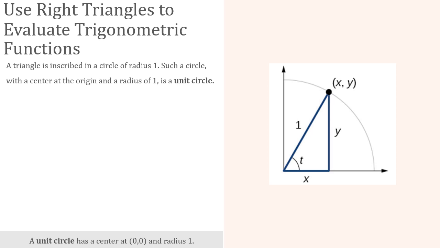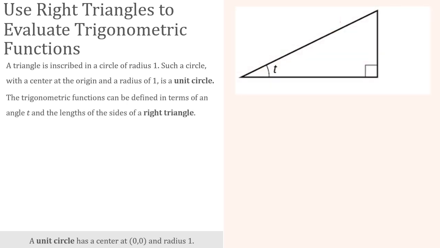The sides x and y meet at a right angle, and the point (x, y) is a point on that circle. Now in this triangle, the radius is 1, and because that triangle is inscribed in the circle, the circle has a radius of 1, and that is called a unit circle. Now, because the side x and the side y form a right angle, we have a right triangle.